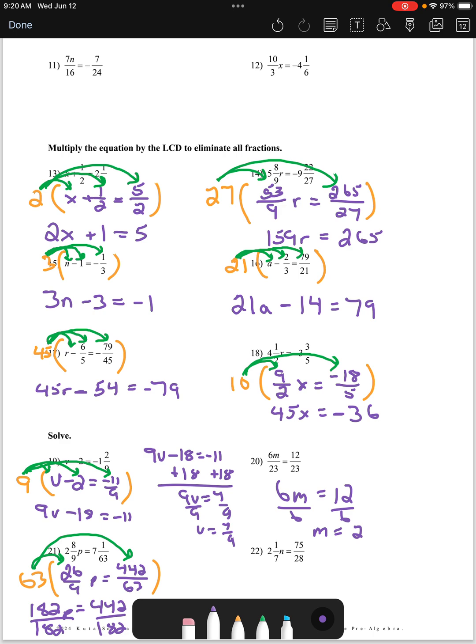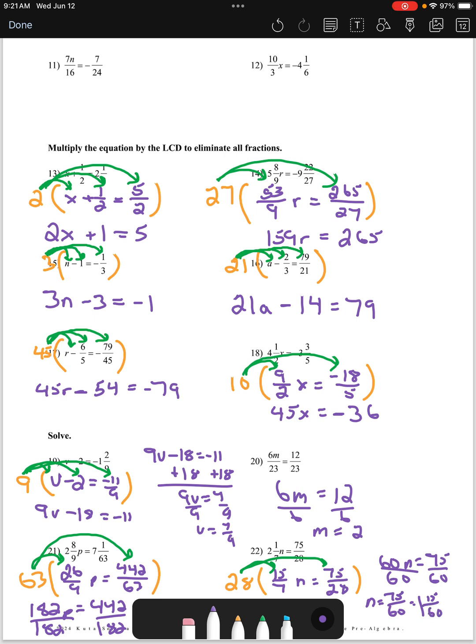For number 22, we do need to do a quick conversion. So that's going to get us 15 sevenths n equals 75 28ths. Our LCD is 28. We can turn 7 into 28. When we distribute, 28 divided by 7 is 4. 4 times 15 is 60n. On the right side, we're multiplying a fraction with a denominator of 28 by 28, so we just have the 75. Now just divide both sides by 60 to get n equals 75 60ths.